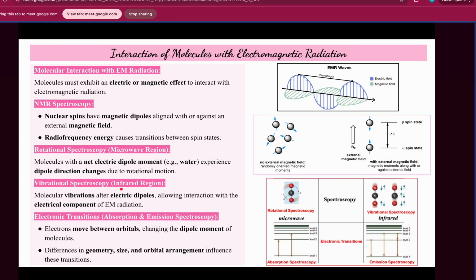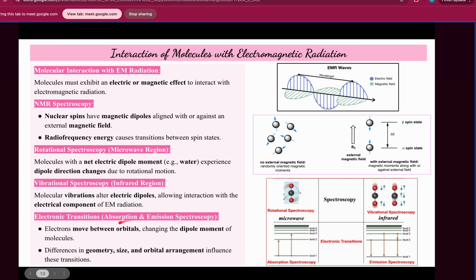Similarly, vibrational spectroscopy includes infrared radiation. These are examples of EM waves, showing how they interact with molecules and how we are able to see the changes. In the case of microwaves, we see some rotation in the molecules. Then in the infrared region, there are some vibrations. With the help of differing vibrations, we can compare among different molecules.